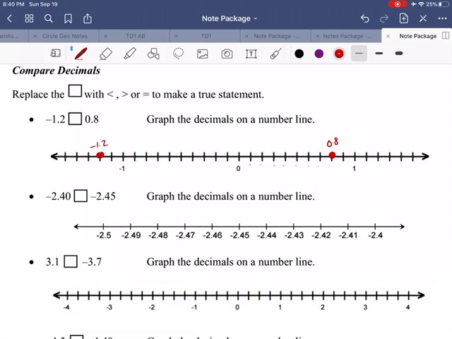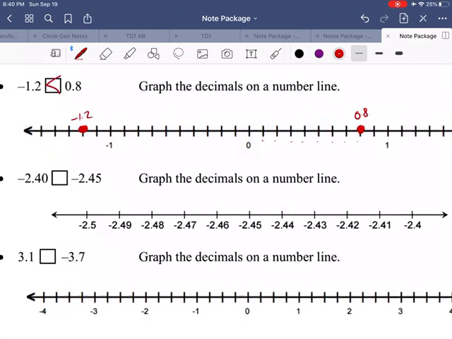So which one's more positive? Well, 0.8 is more positive, so we're going to put our symbol that way. If we read it from left to right here, negative 1.2 is less than 0.8. And that is a true statement.